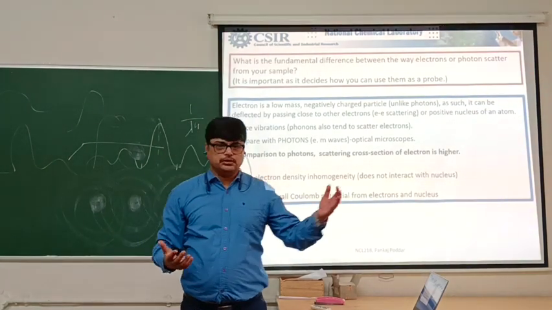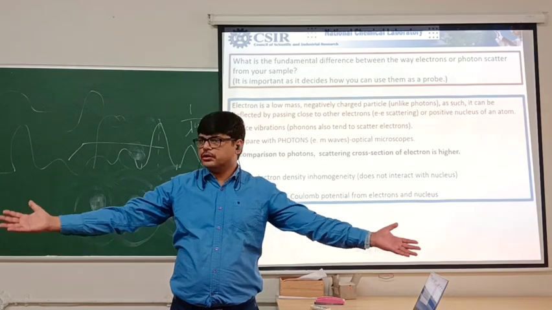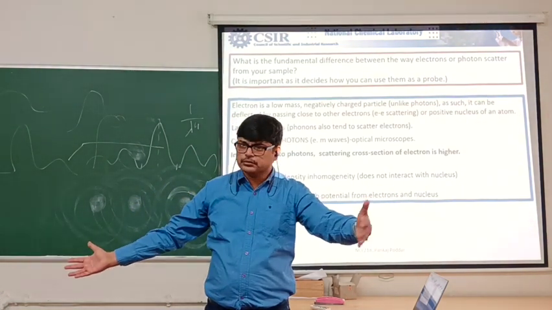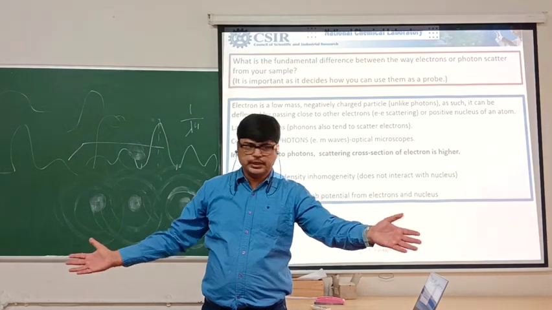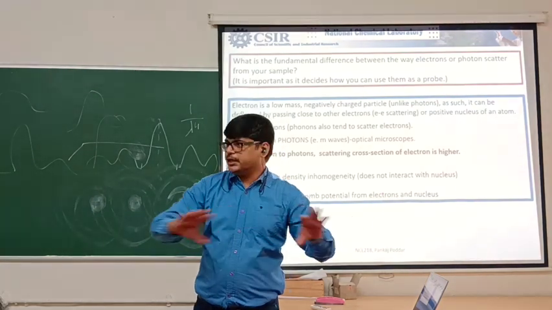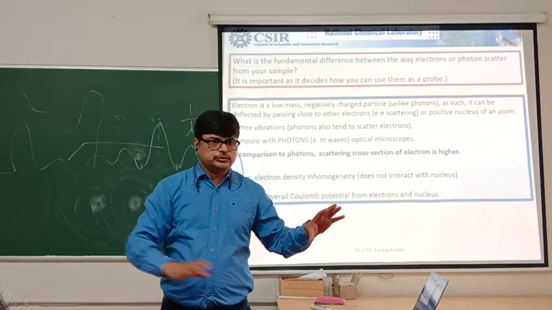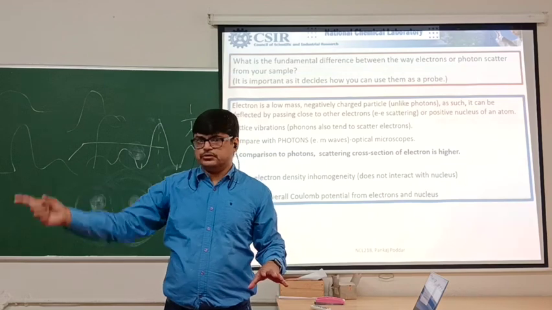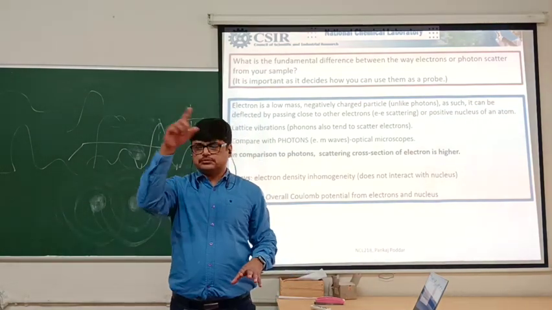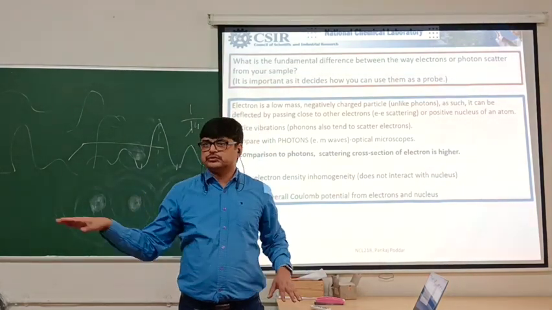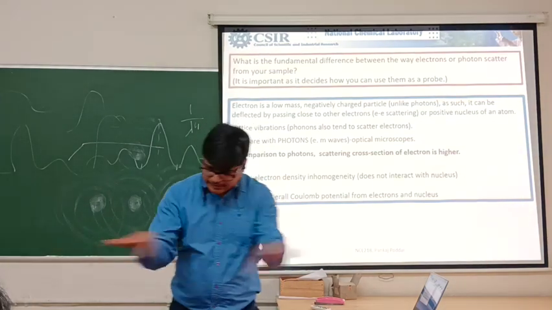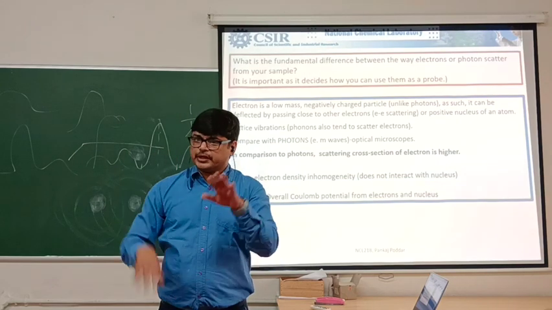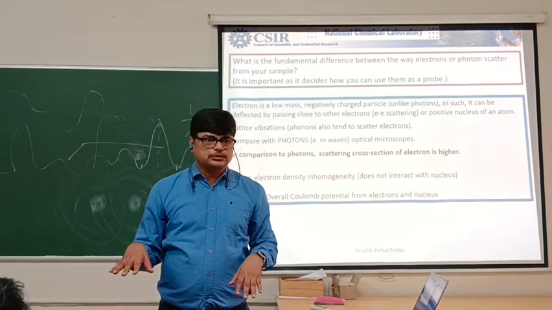So if you heat, suppose this is your collection of atoms. If I heat this side, it will vibrate more and more. If it is connected in a lattice, in a crystalline order, then there is a wave of vibration. This can be transverse, or it can be longitudinal also. So vibration can be like this, or you can vibrate like this also.